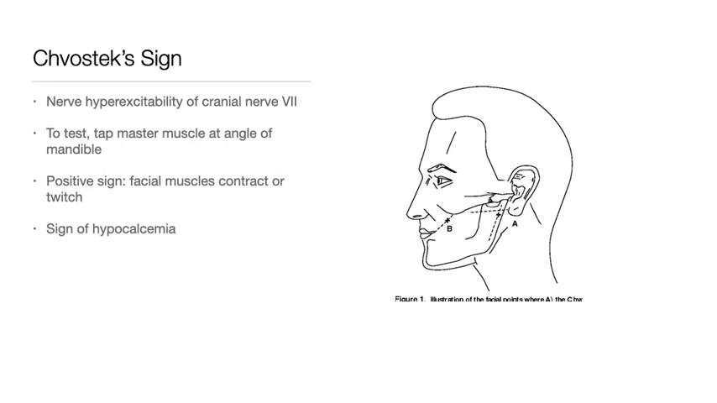Chvostek sign, when you tap on the masseter muscle, you're exciting cranial nerve 7, and the facial muscles would contract or twitch if they are positive for hypocalcemia.